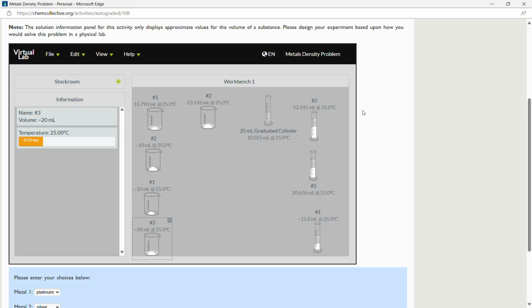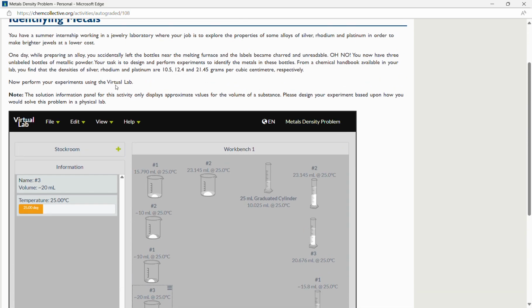I will be doing a small video on finding out the unknown metal pieces, metal dust specifically. The problem states that we are going to be working with three materials right here, which are silver, rhodium, and platinum.